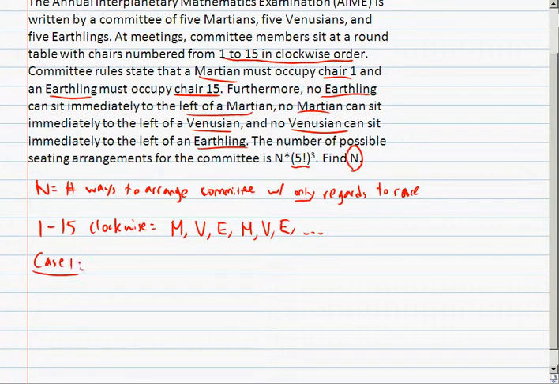First of all, let's look at case 1, where we have one group or block of committee members per race sitting around the table. In this case, we have a group of 5 Martians, then 5 Venusians, then 5 Earthlings, from chair 1 to chair 15 clockwise. So we only have one race arrangement in this case.